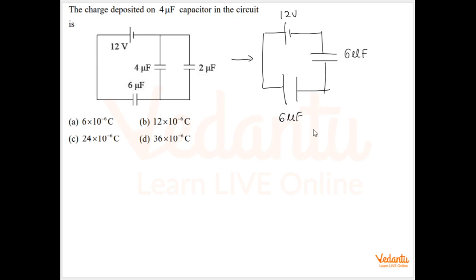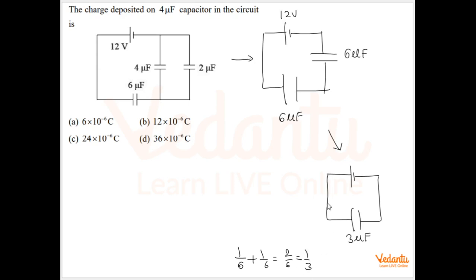Now this 6 microfarad and 6 microfarad are in series, so I can simplify that to a 3 microfarad capacitor, because in series 1 by 6 plus 1 by 6 will just be 2 by 6, which is 1 by 3. So their series will just be a 3 microfarad capacitor.